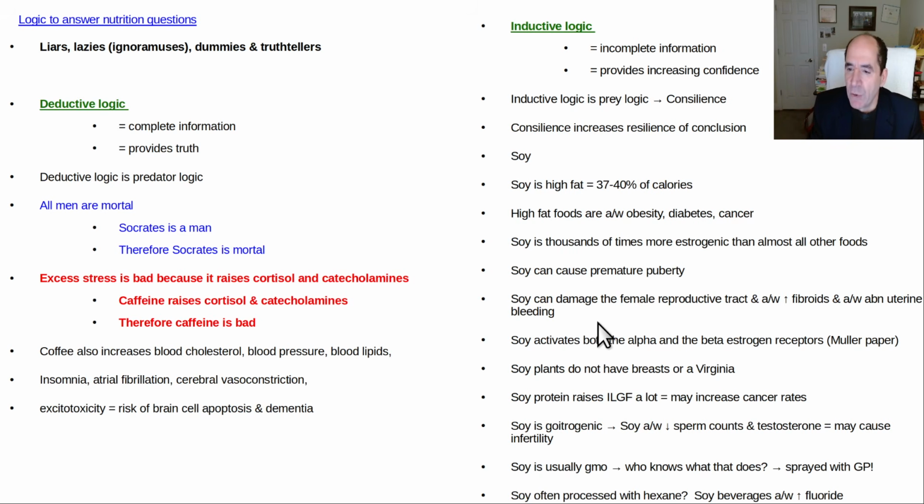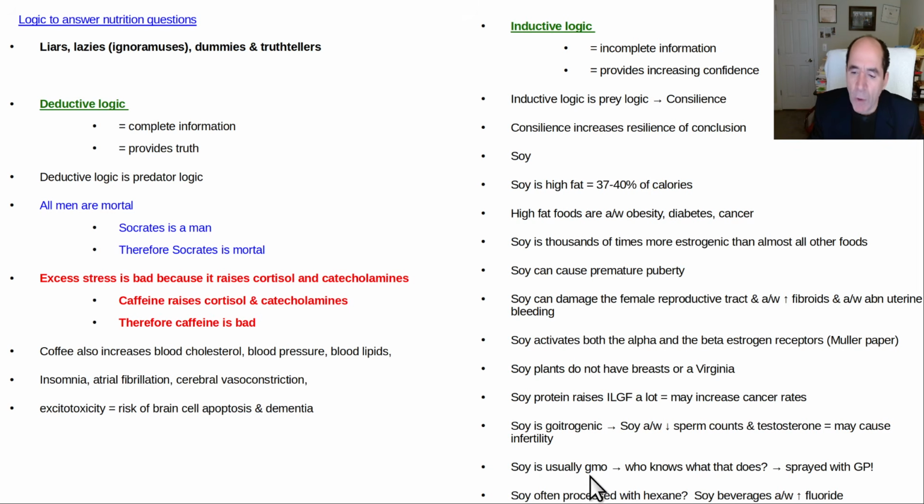Okay, what else about soy? It's been associated with damage to the female reproductive tract. It's been associated with increased risk of fibroids, and increased risk of abnormal uterine bleeding. It raises insulin-like growth factor a significant amount, especially the soy protein isolates. That might increase cancer rates. Usually other things that increase insulin-like growth factor are associated with that.